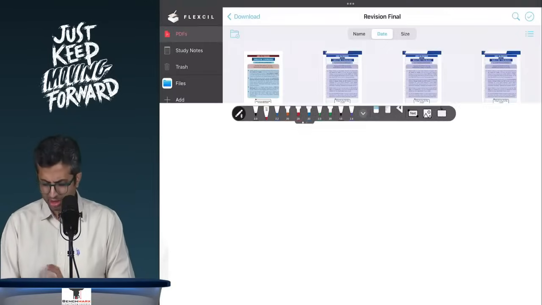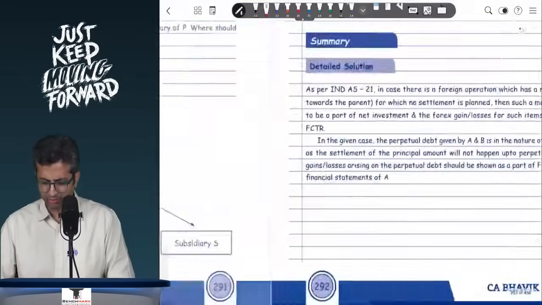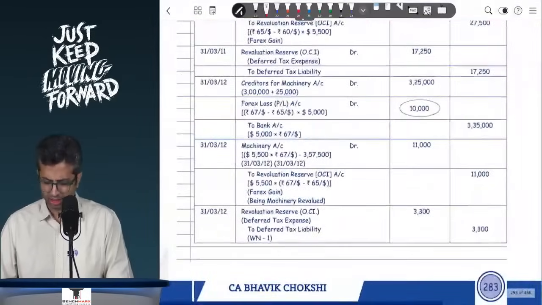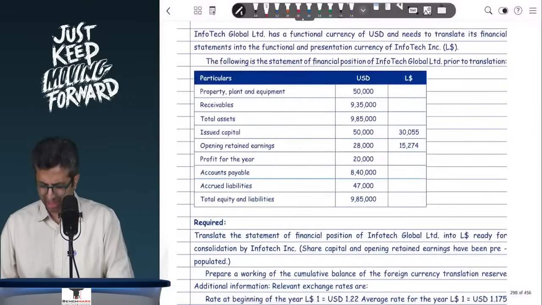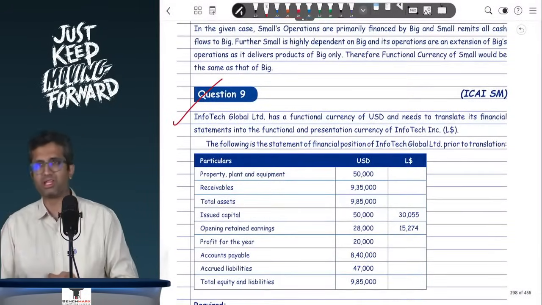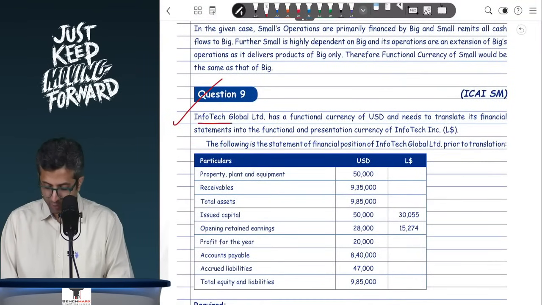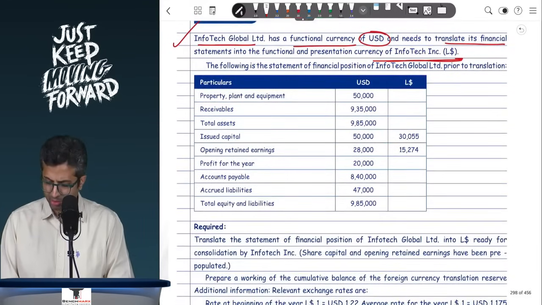Now over here, before you proceed further and go into more detailing, we can probably try a few questions that will give you a better understanding. So over here, for example, if I have question number 9, and then a more important question, I think, is question number 17, which is there behind. Infotech Global has a functional currency of USD and needs to translate its financial statements into the presentation currency, that is $. The following statement of financial position prior to translation is available.